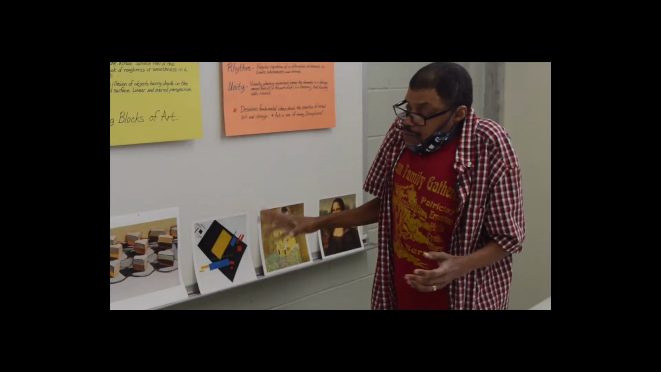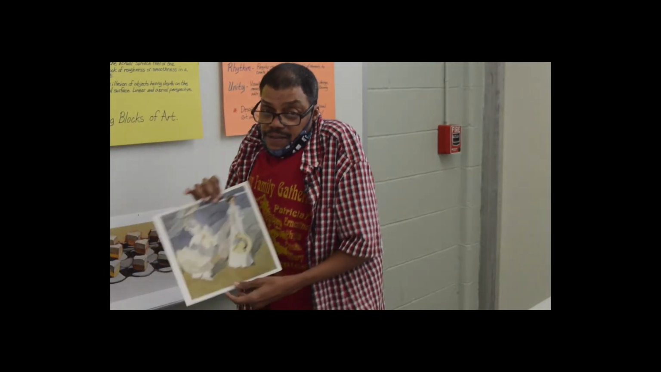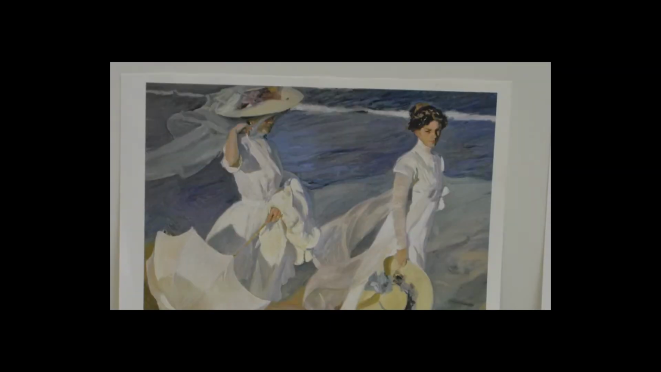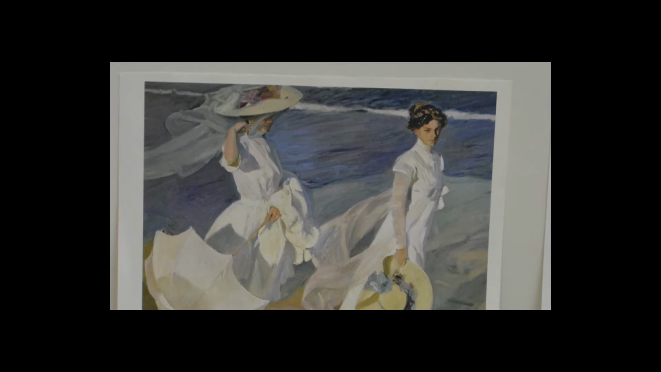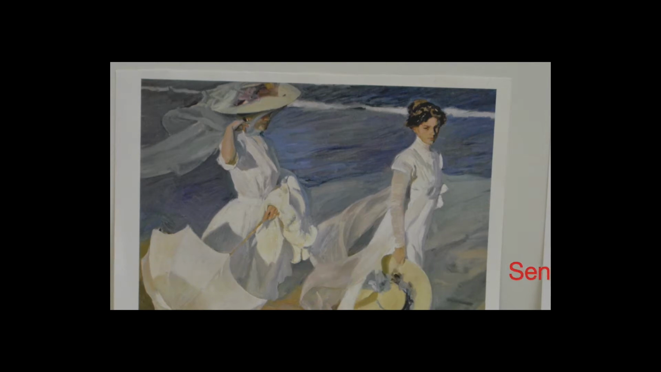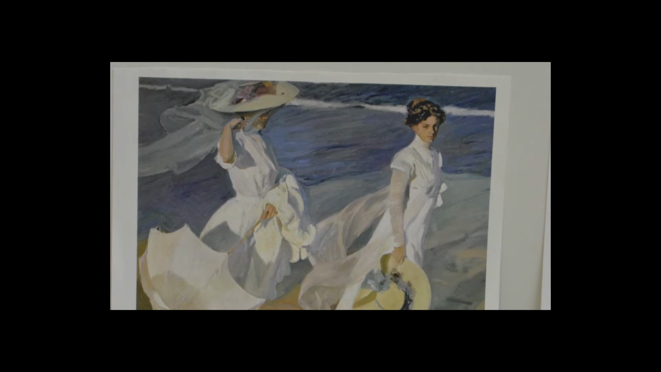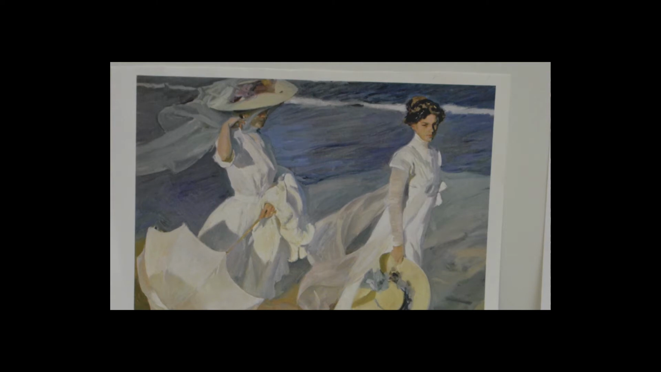So I have some examples of work. For example, this is a work done by an impressionist painter. Looking at this piece of work, I would say that it has a sense of space, but it also has movement. Because the women who are walking on the beach, you can see that their hair is floating. It's the illusion of the wind hitting them that creates this movement that's going on in this piece.